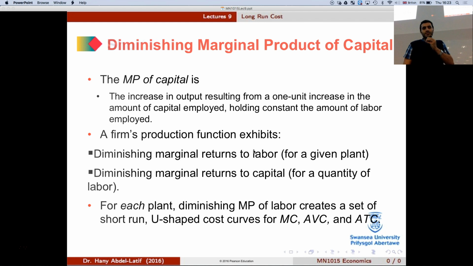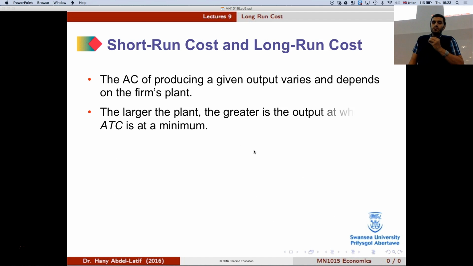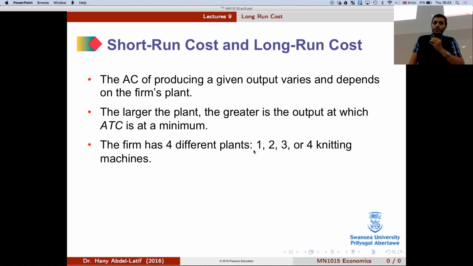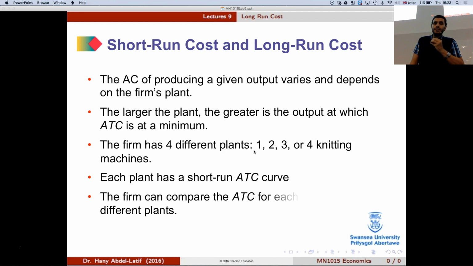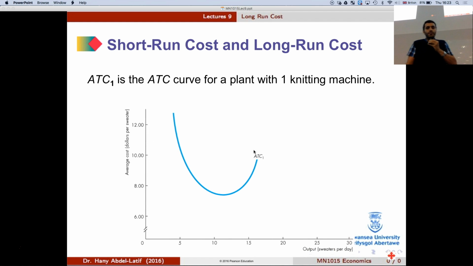Okay? So let's see, for example, here. Let's look at 4 different plants. Let's look at the curves. Let's look at the first one. If we have plant 1, that means we have only one machine, and you change the number of workers. How will the average total cost curve look? It will have the U shape. So that's the normal one. That's the one that we covered in the last lecture.